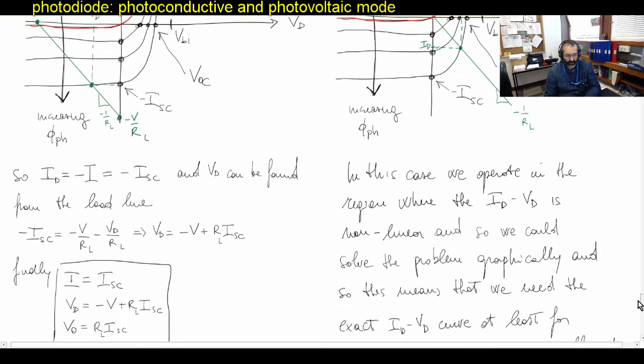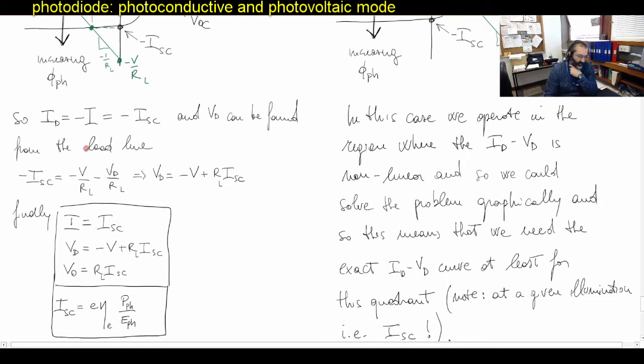So let us focus for a moment on the photoconductive mode. In the photoconductive mode, ID is obviously by definition minus I, but no matter what, this is always minus ISC, as we've seen in the plot above. And so the current flowing in the circuit is always the current generated by the light. This is the really nice thing about this connection of the photodiode in this configuration.